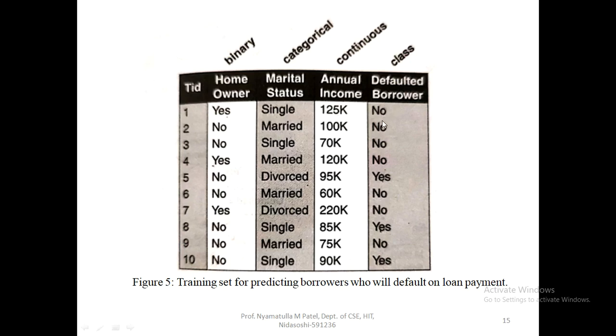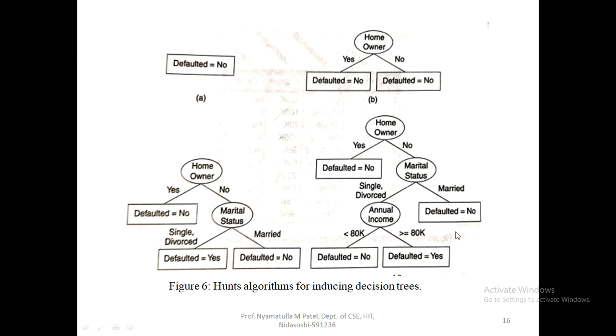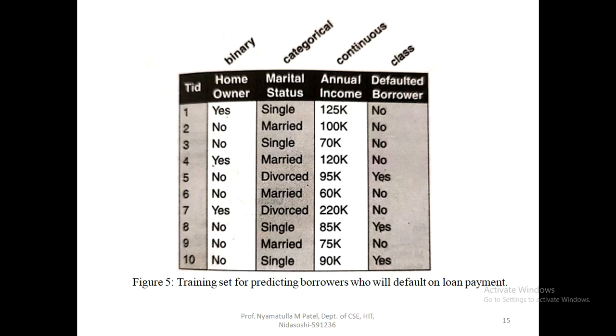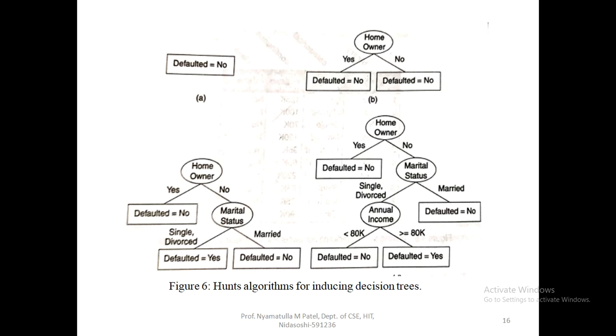And defaulted borrower is the class, showing whether that particular person belongs to the group of people who repaid their loan, or to the class of people who have not repaid their loans. Okay, so let us see how Hunt's algorithm induces a decision tree. We will apply Hunt's algorithm to this training set and check how the decision tree is induced.